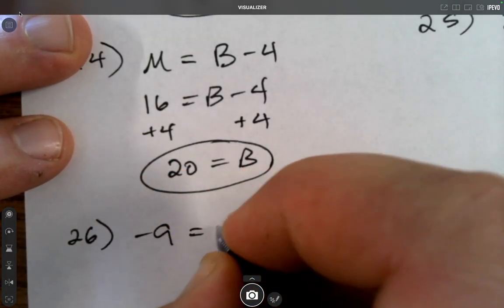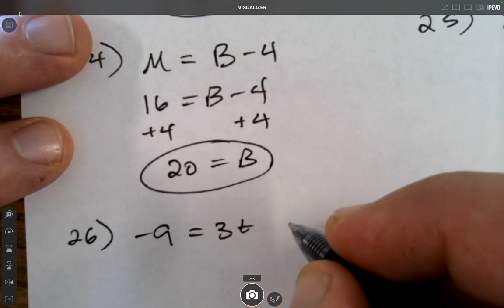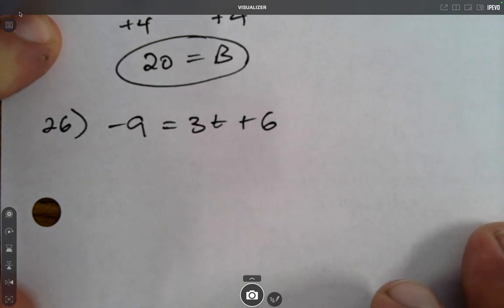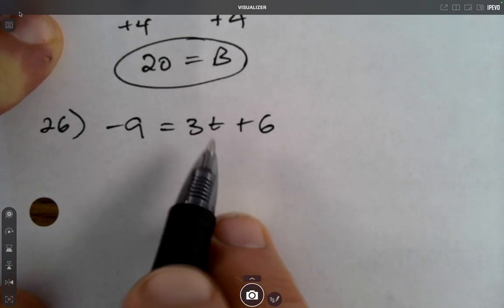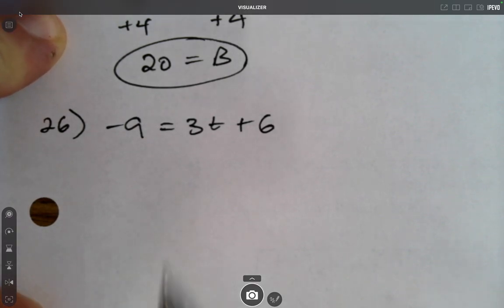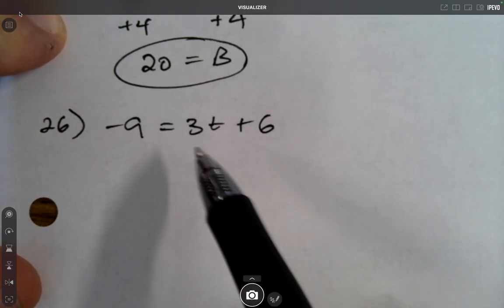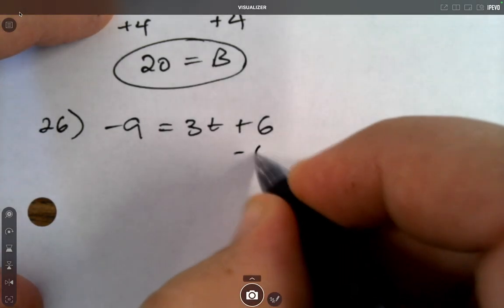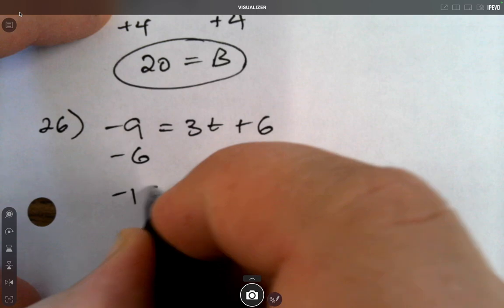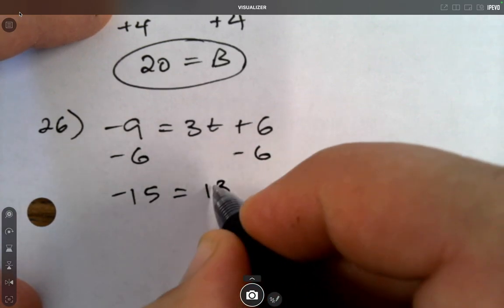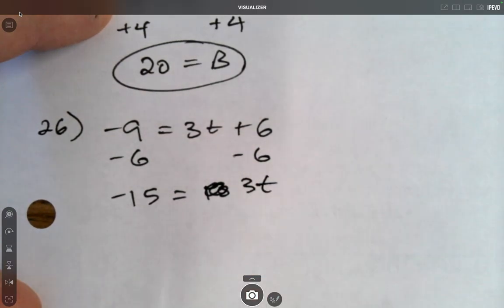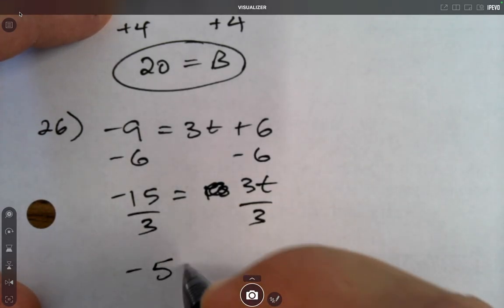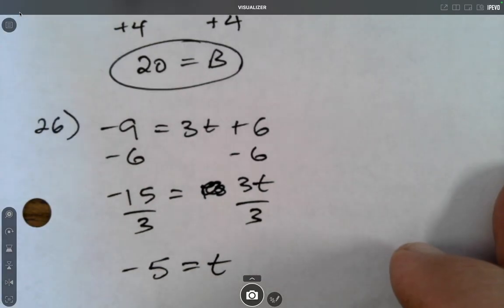-9 equals 3t plus 6. So remember, it's written on the right side this time, but it's the t we want to get rid of. So they multiplied it by 3, then they added 6. We've got to do that in reverse. So we subtract 6 first. And then instead of multiplying by 3, we divide both sides by 3. We would get -5 is equal to t.